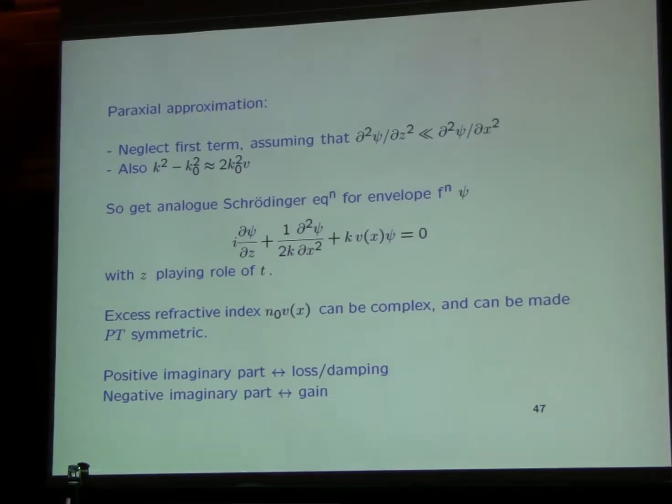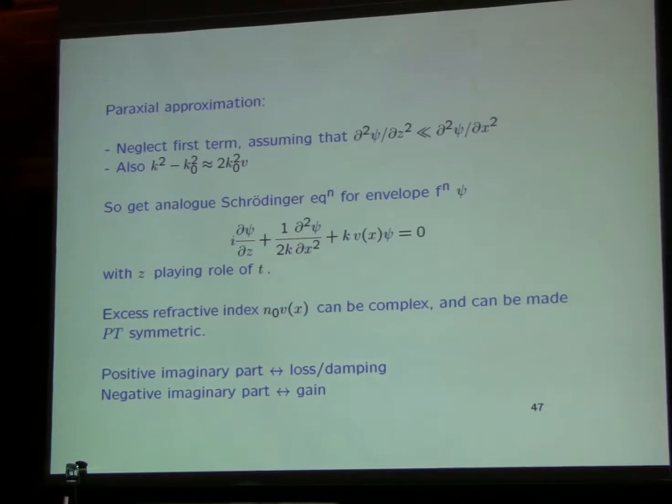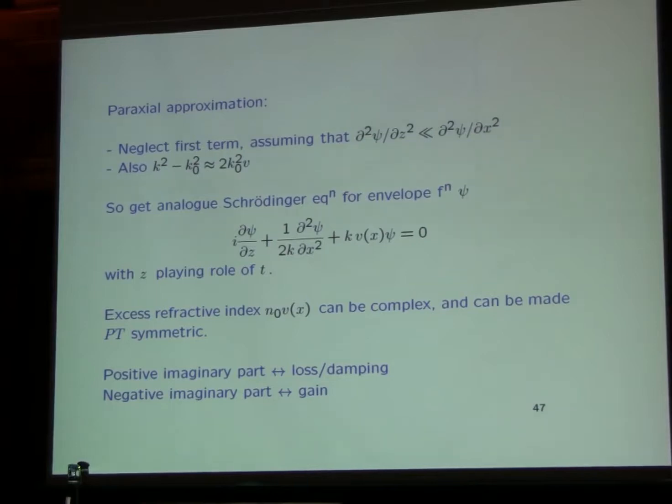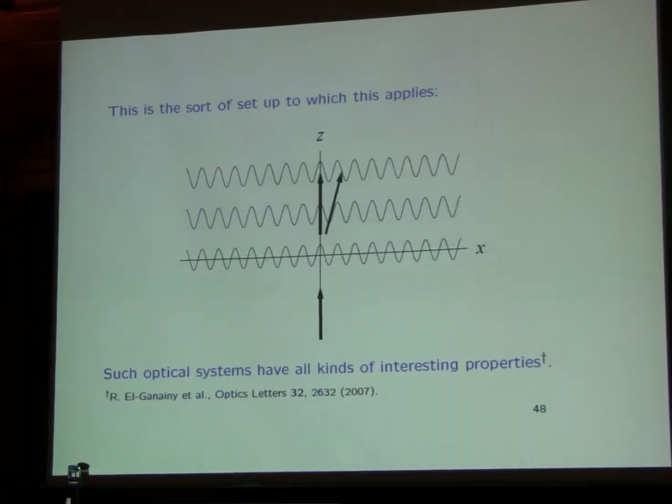So that can be complex, and it can be made PT-symmetric. And in optics, when you have a complex refractive index, a positive imaginary part corresponds to loss or damping, and a negative imaginary part corresponds to gain. And if you construct some system with loss and gain carefully arranged so that they are in a PT-symmetric fashion, then you get very nice things happening. And this development actually came from people in the optics community, not from people in the PT-symmetric community originally. They saw these PT ideas and thought, okay, we can implement these in optics. So that's what I'm talking about.